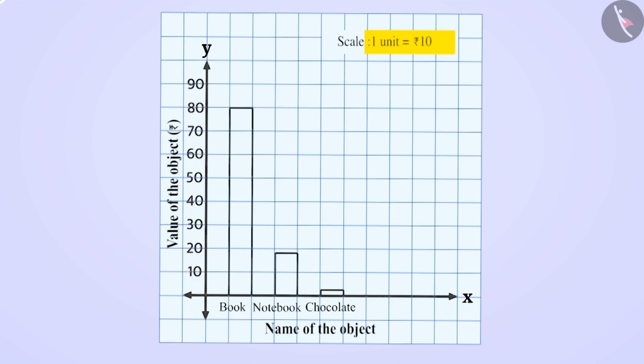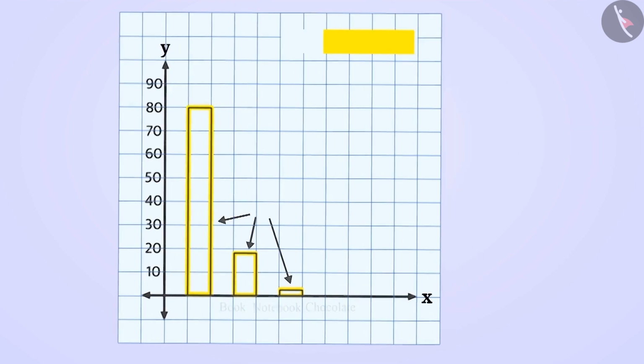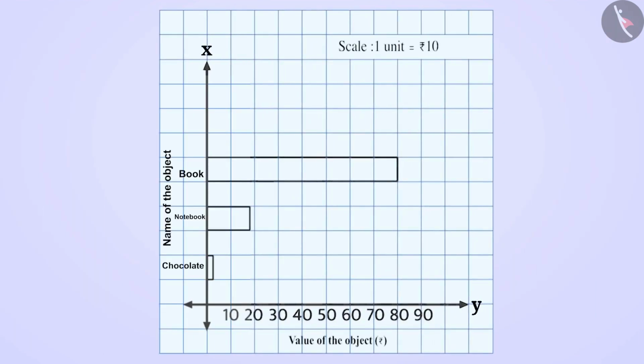To show the value of the objects, bars of uniform width are drawn vertically with equal spacing, uniform distance between them. These are called bars. It is not necessary that the bar graph should be vertical. Instead, by interchanging the positions of the horizontal x-axis and the vertical y-axis, we can also show the bar graph horizontally.